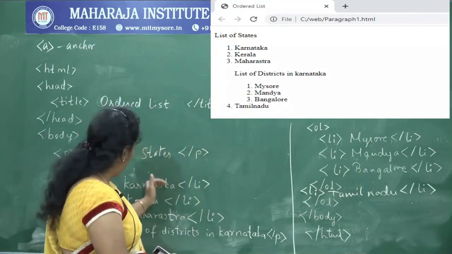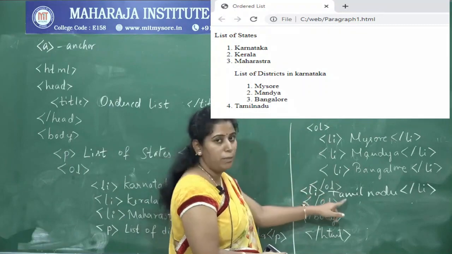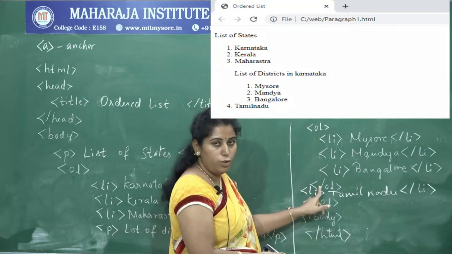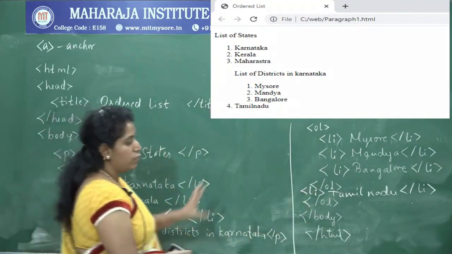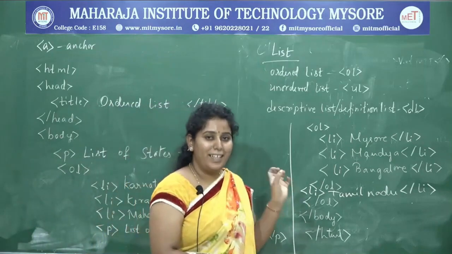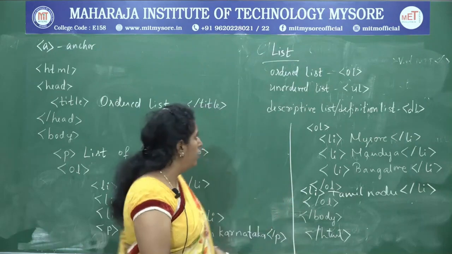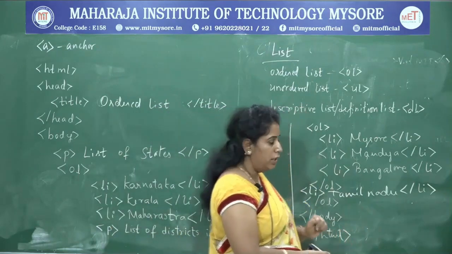So earlier it was 1, 2, 3 and here it was 1, 2, 3, followed by a fourth one, Tamil Nadu. This fourth one comes under which list? This list? No. It is continuing the outer part of the list. So this is what you can notice, nesting, how it can be achieved in the ordered list. Okay. So we will move on to the next type, that is unordered list.